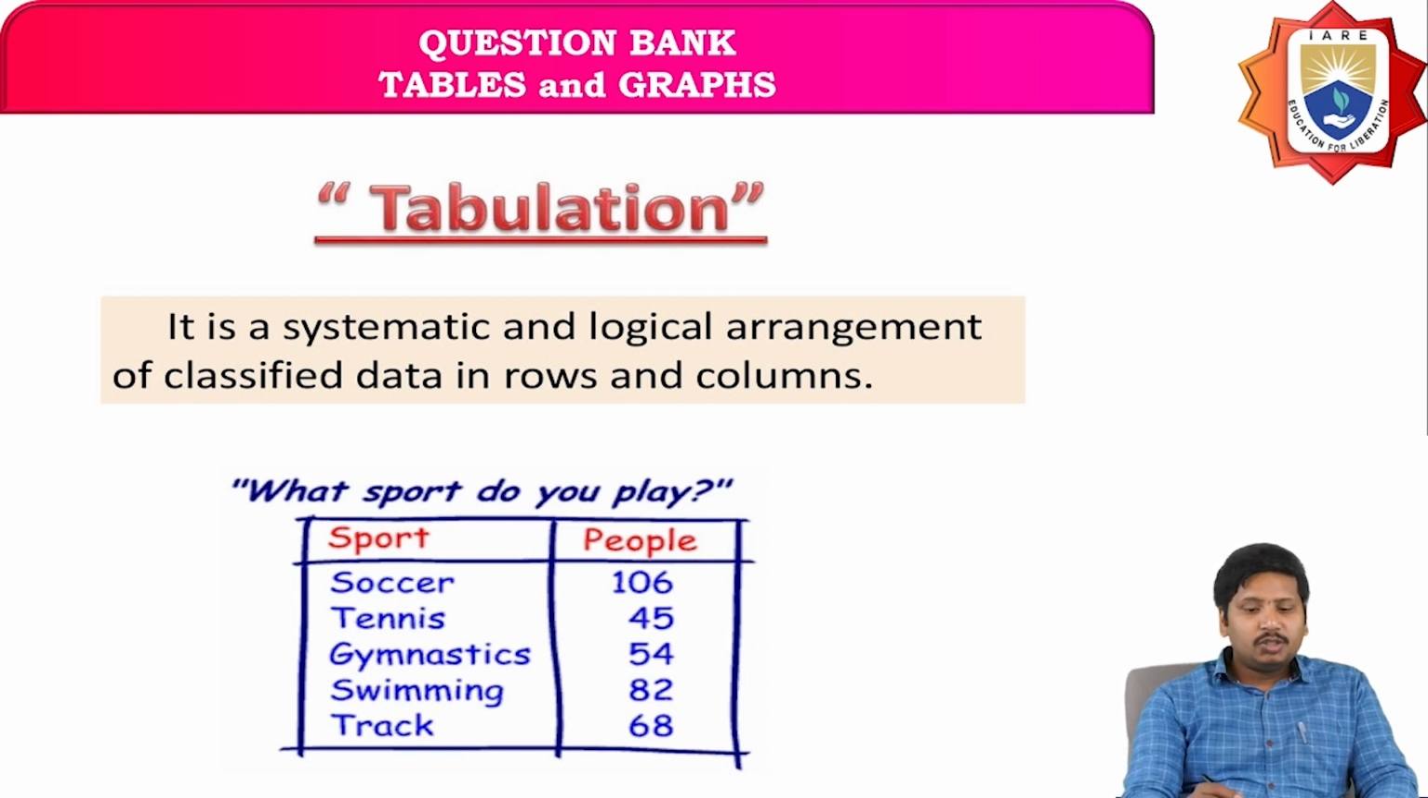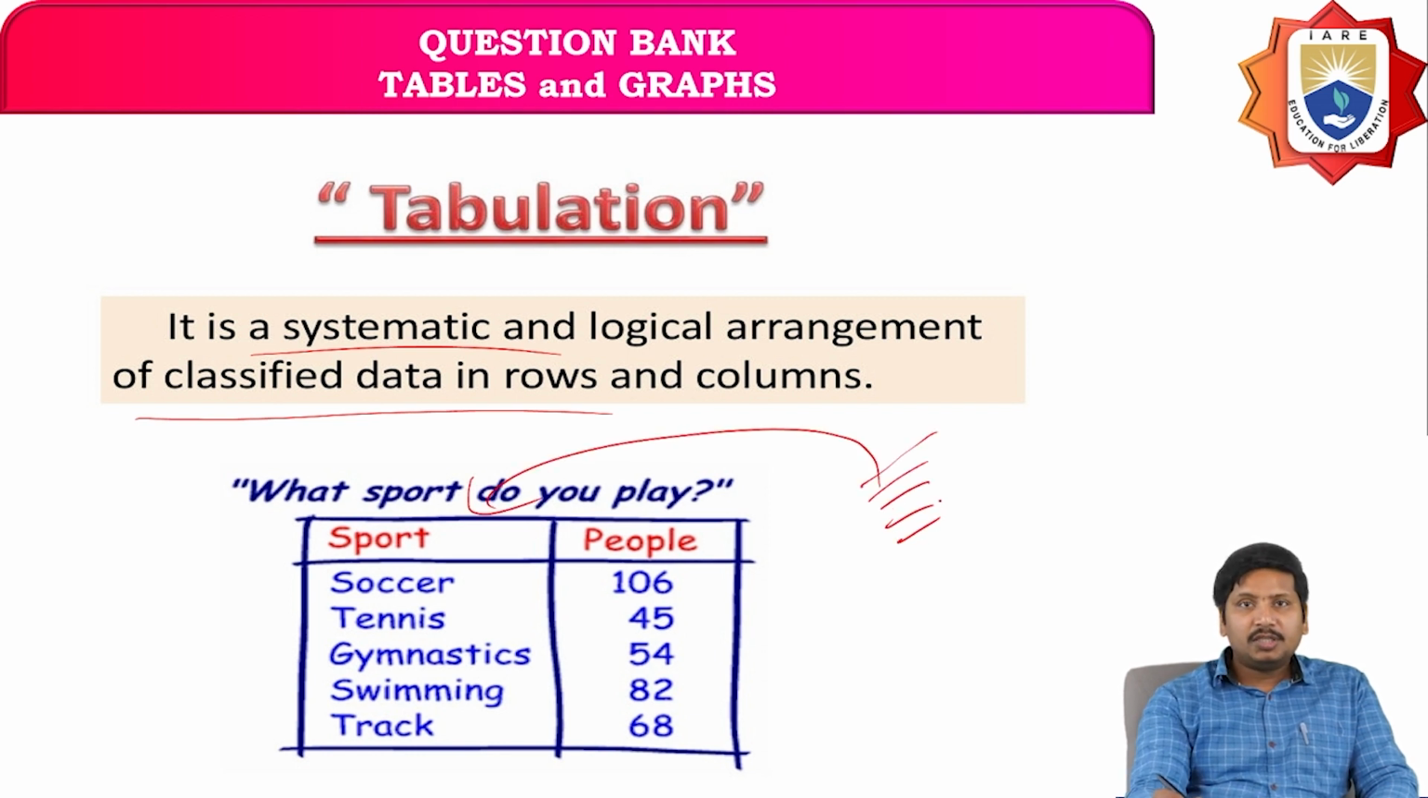Tabulation is nothing but a systematic and logical arrangement of classified data in rows and columns. Whatever data we have, if it is represented in table form, then it is easier to read as well as easier to understand when compared to text.